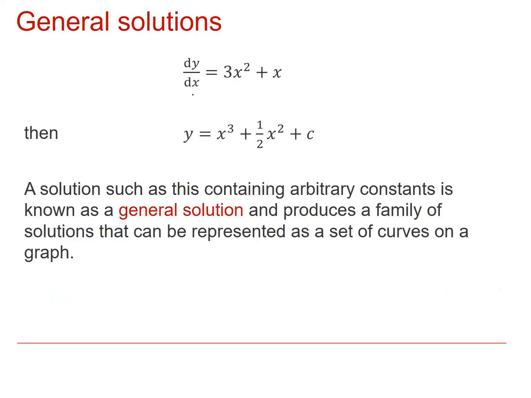So for this differential equation, this solution is called a general solution. It's a general solution because it has this constant in it, and at this stage we don't have a value for that constant. Let's look at what a graph of a number of these solutions would look like.